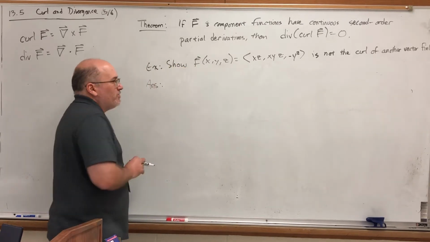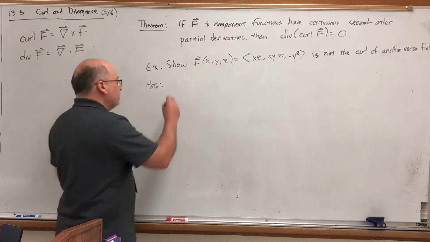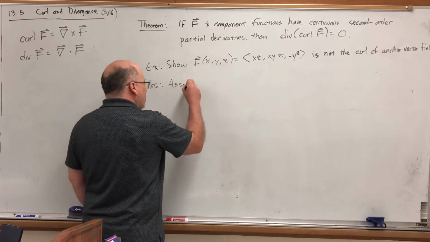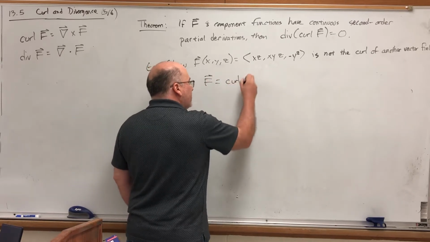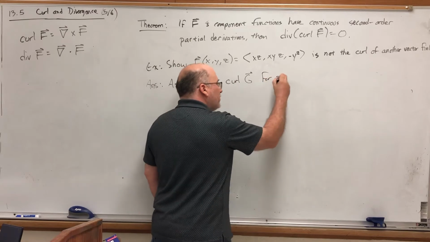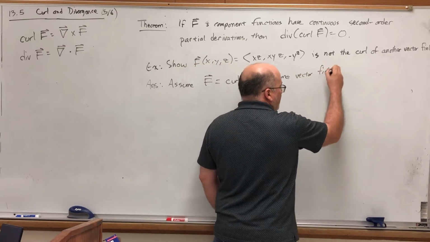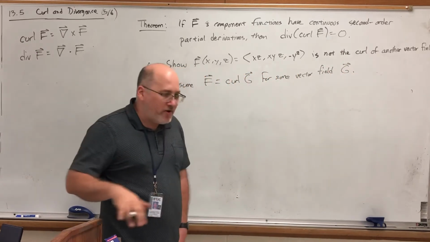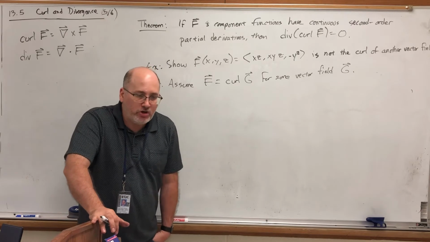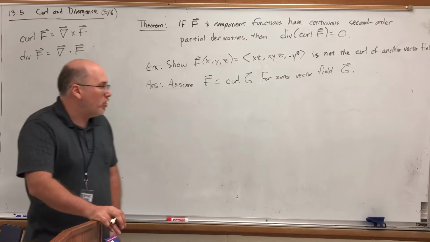So to show that f is not the curl of another vector field, we're going to start by assuming it is. Assume that f is equal to the curl of G for some vector field G. Now, if all the steps we make next are correct and what we arrive at is a contradiction, then that means the only mistake we made was at the beginning, that our assumption was wrong.